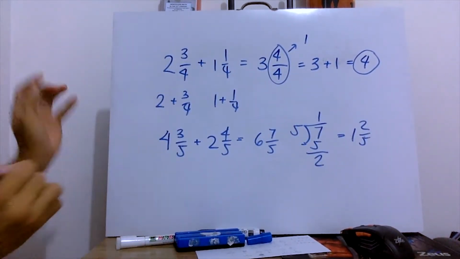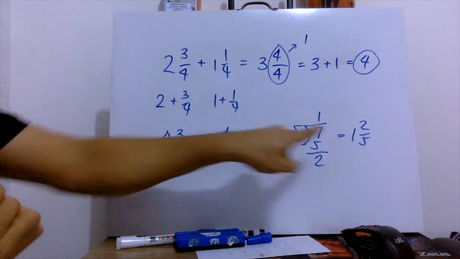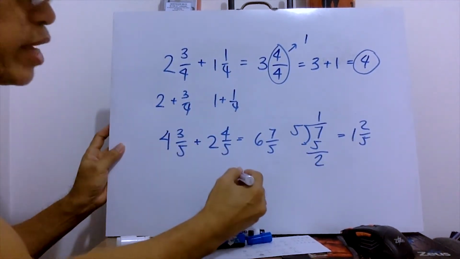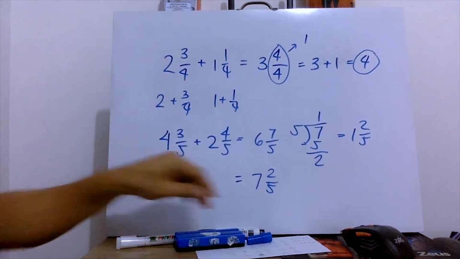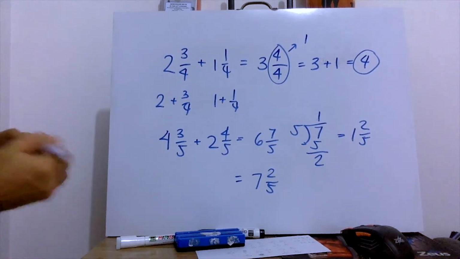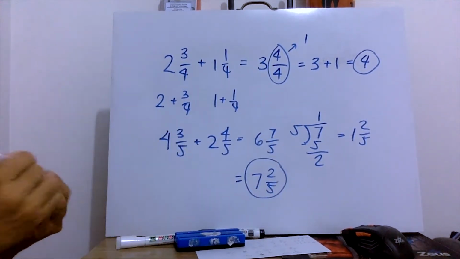And then just add this to 6. So our answer is 7 and 2/5. So that's how we add like mixed fractions.